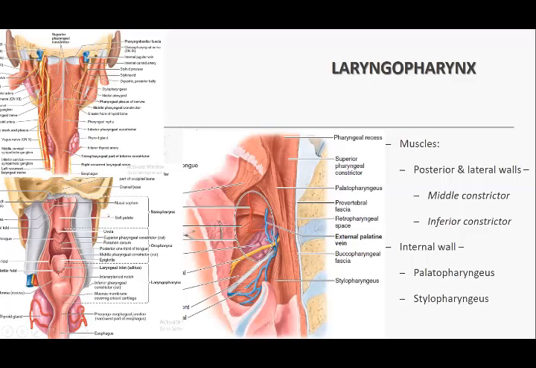Laryngopharynx. This part is the laryngopharynx, so it will be the middle constrictor and the inferior constrictor. ये posterior and lateral walls बना रहे हैं laryngopharynx. ठीक है? And on the inside you have these muscles, जिसमें palatopharyngeus है आपका ये वाला, palatopharyngeus and stylopharyngeus. They form the wall of the laryngopharynx.